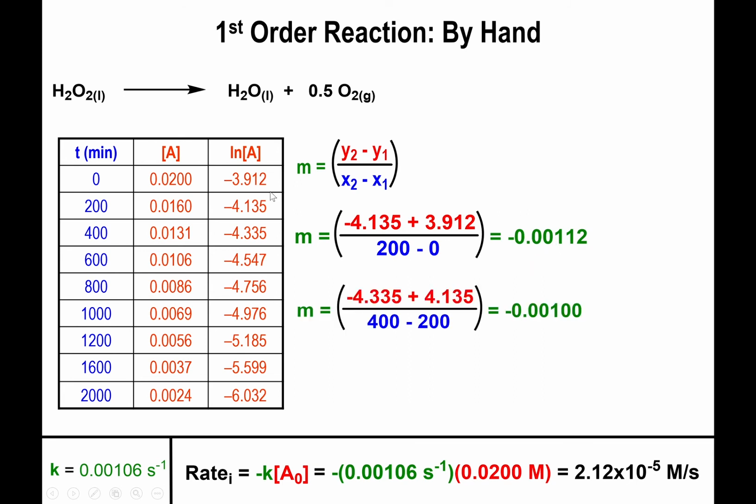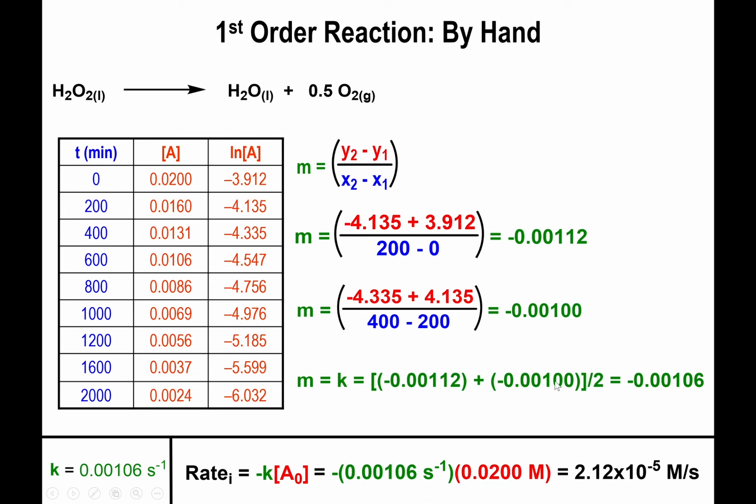If I pick the next set of rows, for negative 4.335 minus negative 4.135, which is what I have on top, on the bottom I divide by 400 minus 200, and I get a value that is kind of close to this one. And then if you average out the values, by the way, so add them together and divide them by 2, you actually get the value that we got originally here.